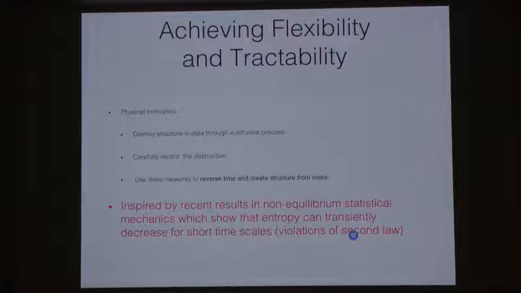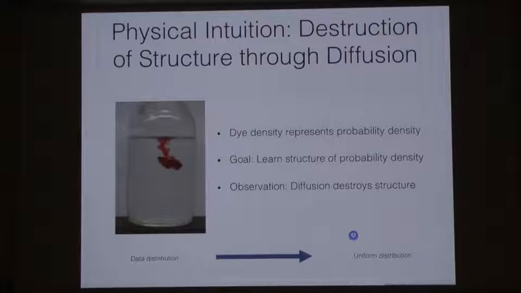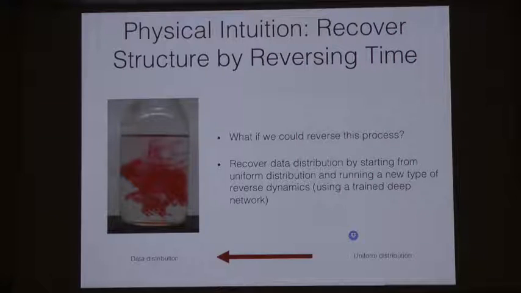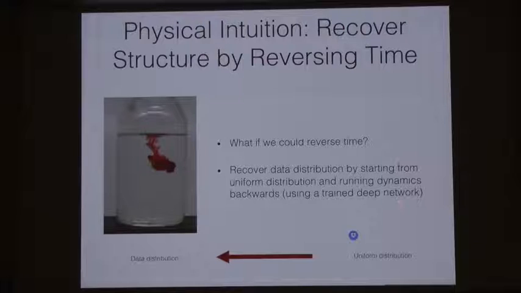It's actually inspired by recent results in non-equilibrium statistical mechanics, which show that entropy can transiently decrease over short time scales, giving you transient, quote-unquote, violations of the second law of thermodynamics, and I'll talk more about that in a bit. So the picture is, let's say this is a complicated data distribution, as represented schematically by this die. Let's let the data diffuse. If you undergo physical diffusion, over time the stationary state will be the uniform distribution. It'll definitely be simpler. We know how to sample from the uniform distribution. Then we can create a generative model of the complex data distribution by sampling from the uniform distribution and feeding it into any system that can reverse the flow of time in this movie. We're going to use deep neural networks for that. We can recover a data distribution by starting from the uniform distribution and running the dynamics backwards.